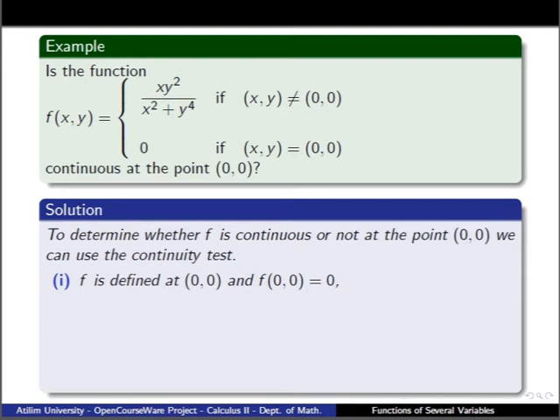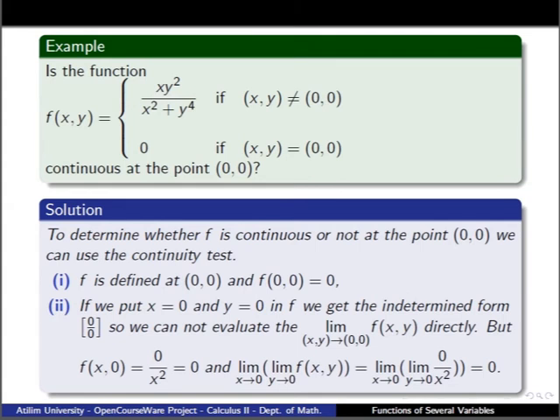In the second item, we should determine whether the limit exists. In this case, we can say that the limit of this function can be evaluated by the methods that we discussed earlier. That is, we put 0, 0 for x and y, and we get the indeterminate form 0 over 0. And if we consider the iterated limits, the value again is 0.